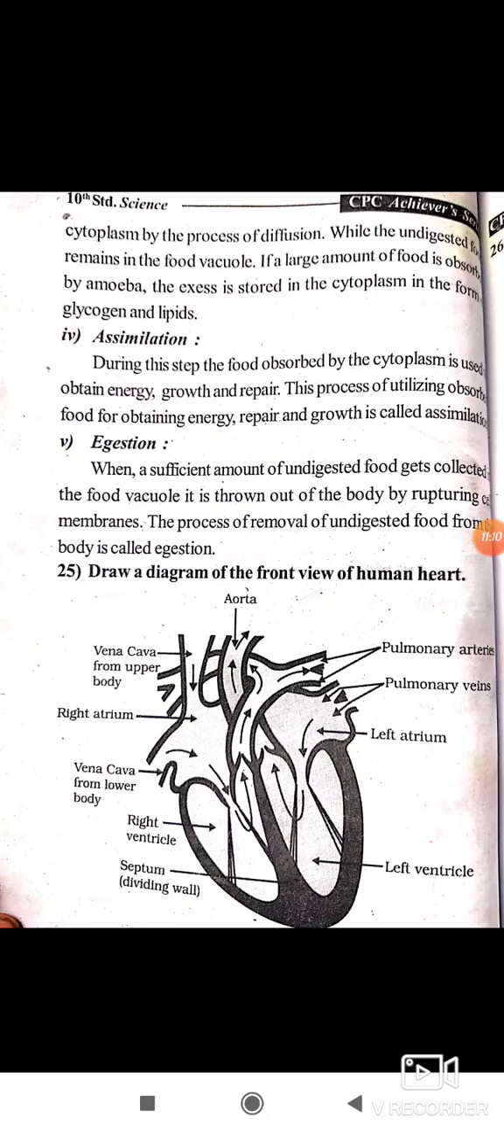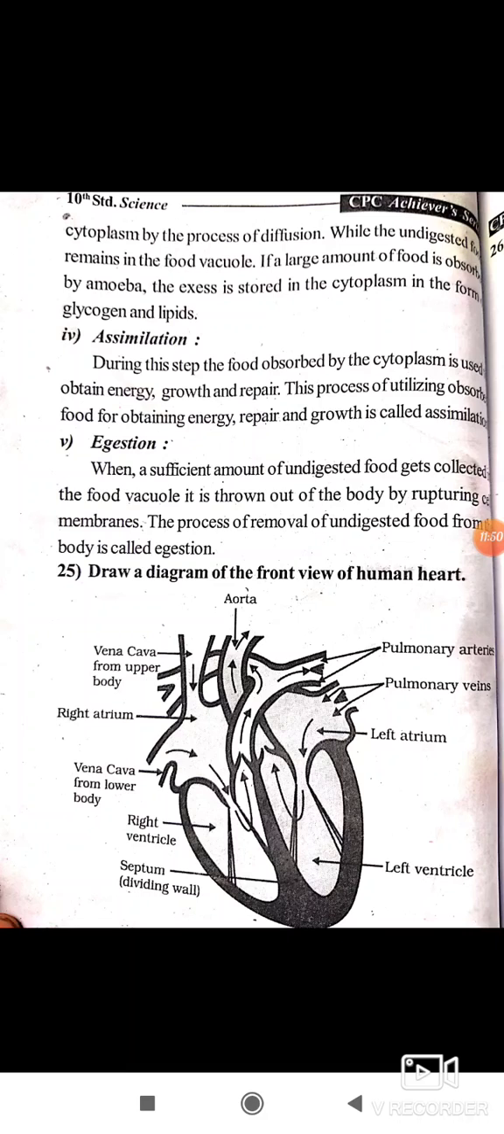During this step, the food absorbed by the cytoplasm is used to obtain energy, growth and repair. So this process of utilization of absorbed food for obtaining energy, repair and growth is called assimilation. And egestion. When a sufficient amount of undigested food gets collected in the food vacuole, it is thrown out of the body by rupturing the cell membrane. The process of removal of undigested food from the body is called egestion.